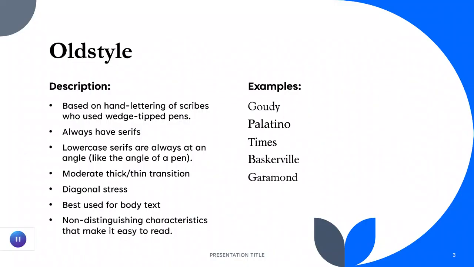Old style, this is the most common, definitely should be used first. It's based on the hand lettering, like when they use wedge tip pens. It always has serifs. The lowercase serifs are always at an angle, like the angle of a pen. So the little feet or the tails, they're kind of slanted, like diagonal. They're not straight down. Moderate to thin, thick transition. They have a diagonal stress, best used for body text because they have non-distinguishing characteristics which make it easier to read. These are some examples. Times New Roman is probably the most common one. You've seen that one a lot.